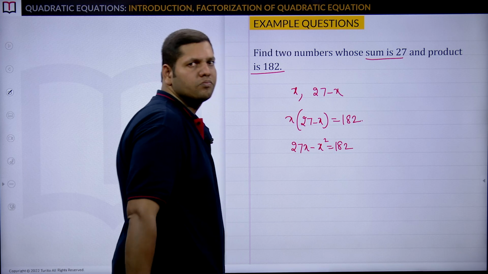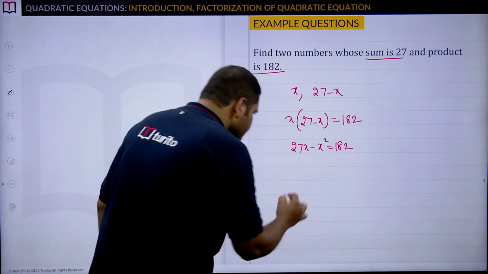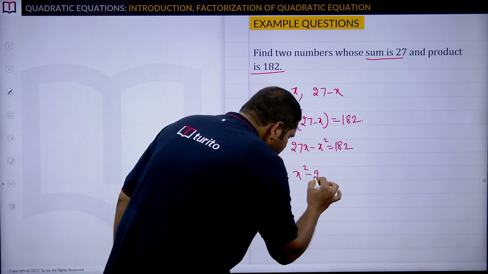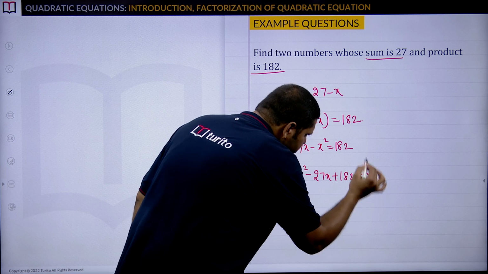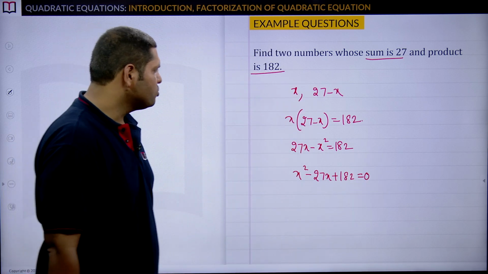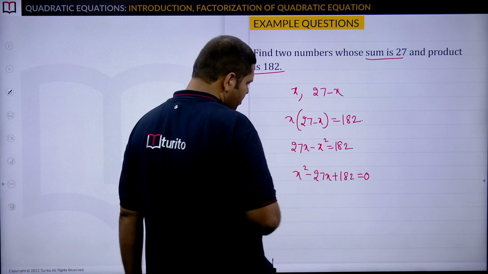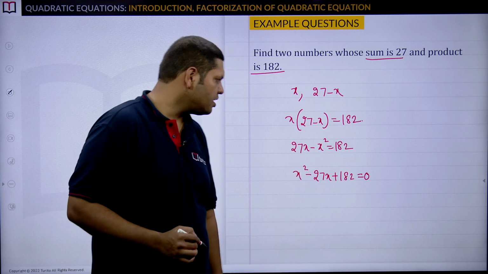182. Children, bring everything to one side. So what can we write? x square minus 27x plus 182 equal to 0. Okay, children. Now, I want to find again, here the x square coefficient is 1 and the constant is what, children? 182.